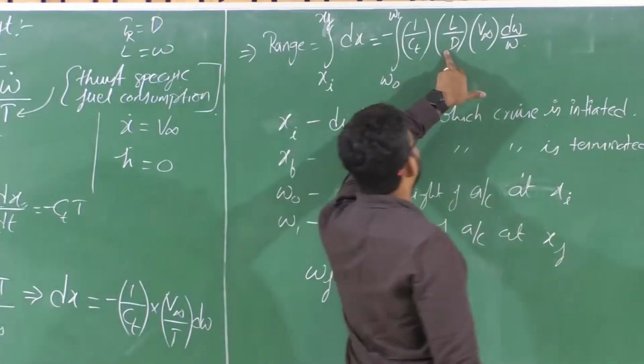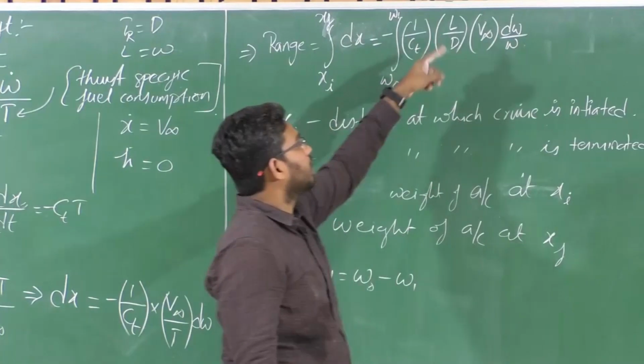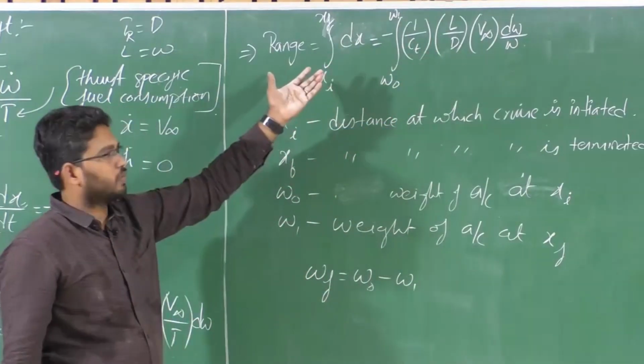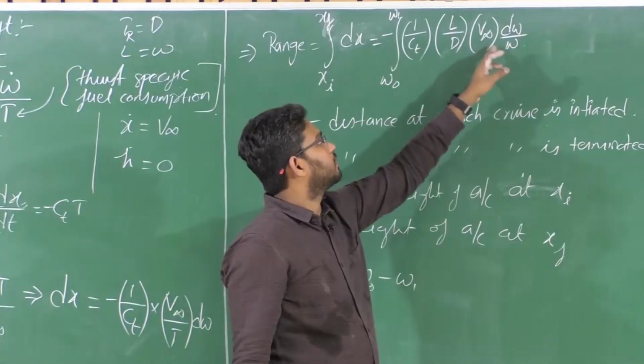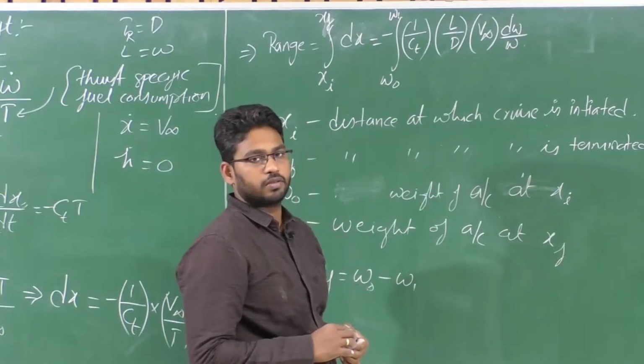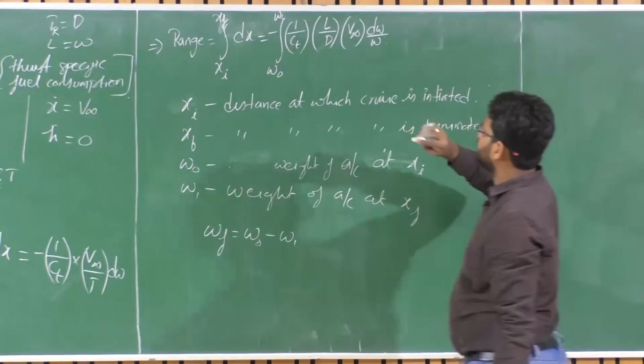So the drag of the aircraft, which is nothing but thrust required, right? So I multiplied and divided by W, and we know for level flight W is equal to lift, right? So this is L by D times V infinity times dW upon W, right? So if I have to integrate this equation, I have a few variables here, right?